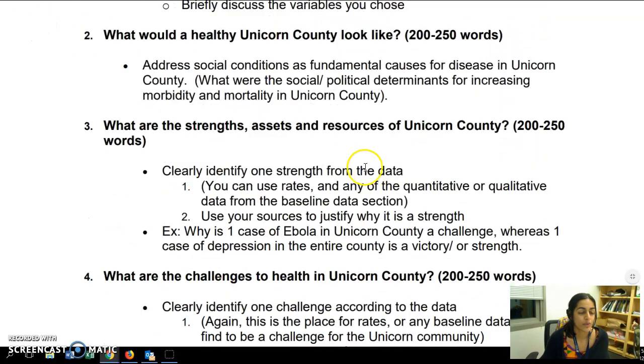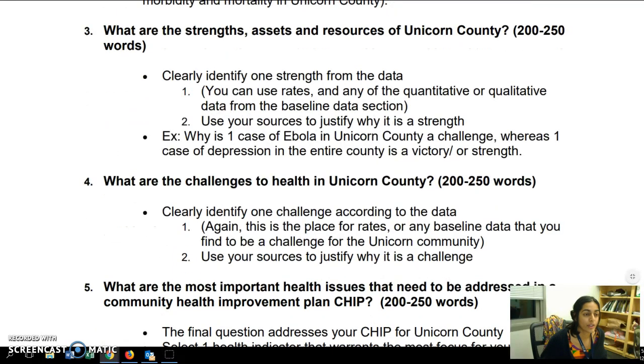And so for this question, I would really focus more on fundamental causes of the diseases that are currently prevalent or the problems that are there in Unicorn County. So for question 3, what are the strengths, assets, and resources?